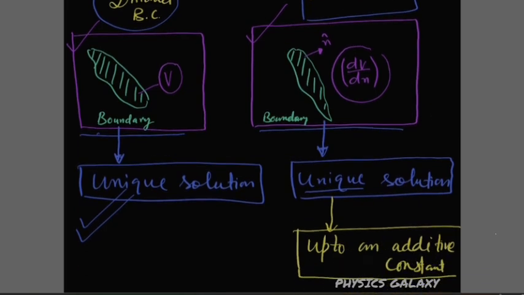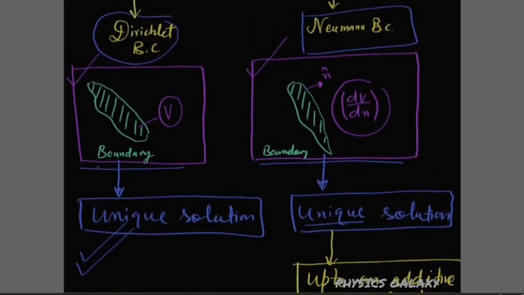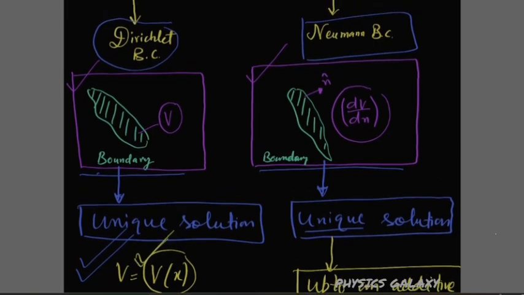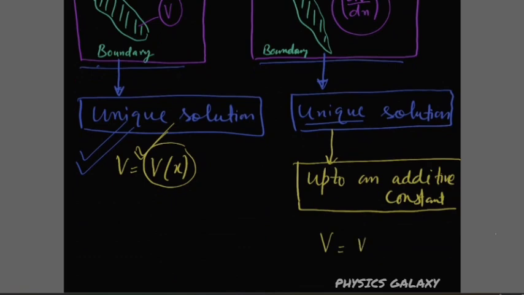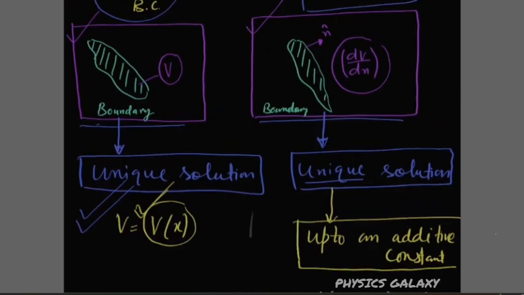That means, in the case of Dirichlet boundary condition, if you find a solution V of x, then the Dirichlet boundary condition guarantees that this is the only solution. And similarly, in the case of Neumann boundary condition, if you find a solution V equals V of x, it guarantees that this is a solution, but this solution might have some constant added, plus some constant.